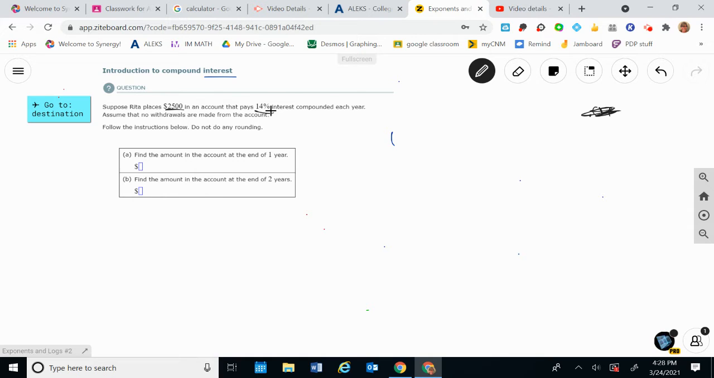So she deposits it, right? She wants to make 14%. Follow the instructions below. Do not do any rounding. Find the amount of the account at the end of 1 year. So simply enough, you put in 2,500, and then that next year you earn 14% on that 2,500, and you would add this. That's the simplest way to do that, okay?